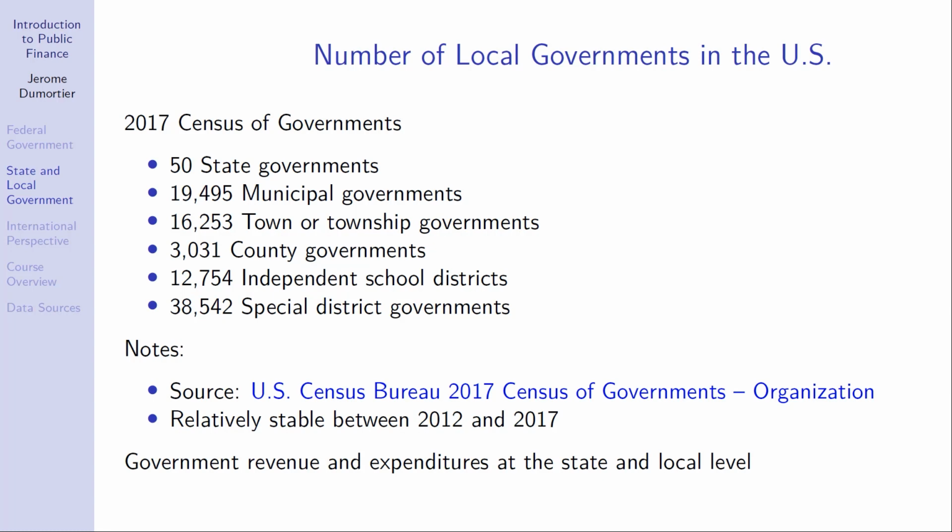Note that the census of governments is only conducted every 5 years, but I have compared the numbers between 2012 and 2017, and usually those numbers in terms of how many municipal governments there are are relatively stable over time.